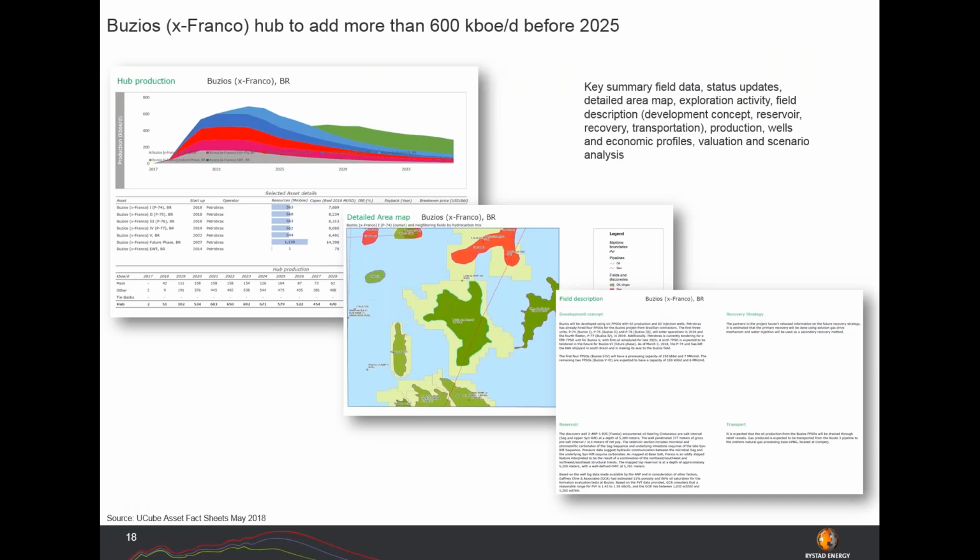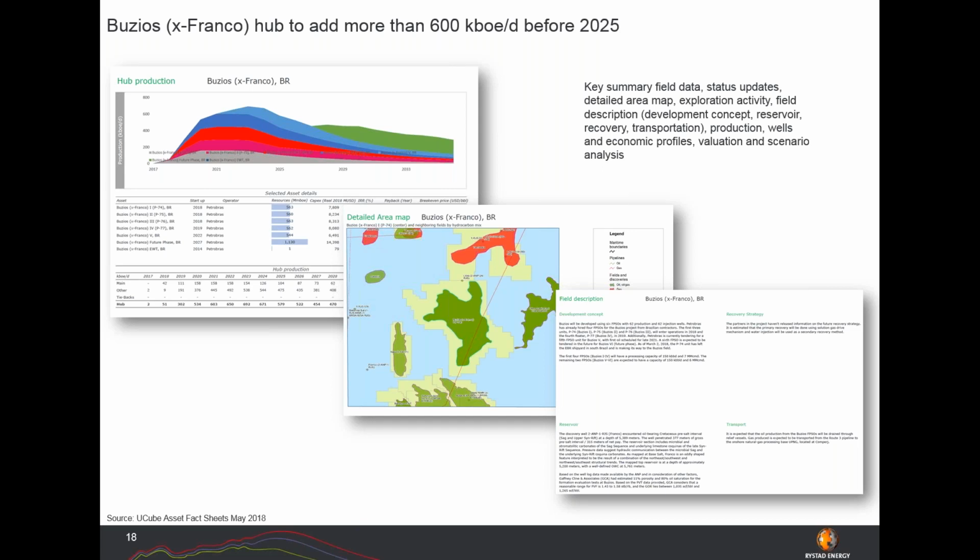Our integrated UCube asset fact sheets allow you to quickly access and analyze the latest data for any field globally. We are now looking at examples from the asset report on the Brazilian Buzios field, which as mentioned was the largest startup for the month of April. The field consists of multiple assets representing a phased development. On the first snapshot, you see a full overview of the field development going forward, with contributions from all phases to begin production in the future.